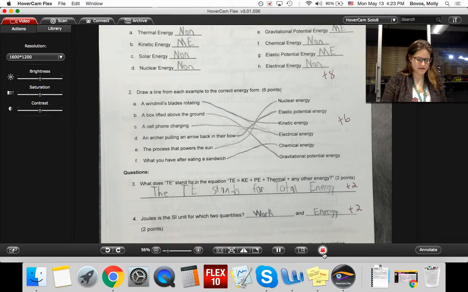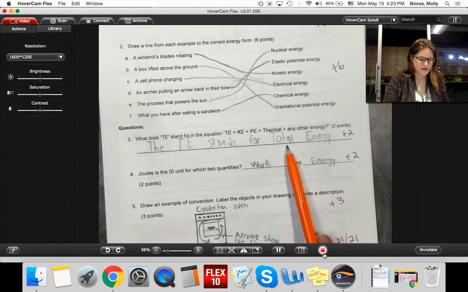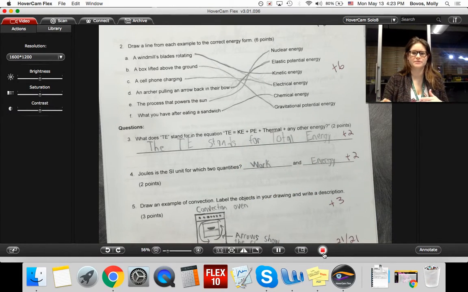The TE in this formula stands for total energy. It's these things added together, and so that's going to be the total.